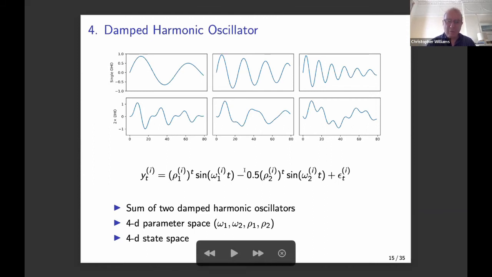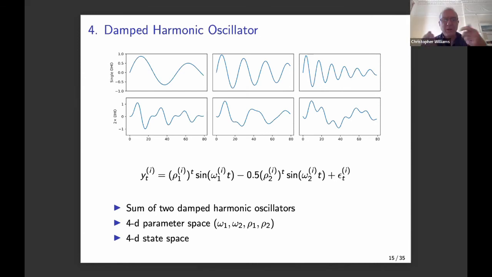So we're observing the sum of two damped harmonic oscillators. We've got a 4D parameter space, and we also have a 4D state space, because each damped harmonic oscillator is a second order differential system, but it also works as a second order discrete time system. So we have 2 degrees of freedom in the state space for each oscillator, and therefore 4 in total.